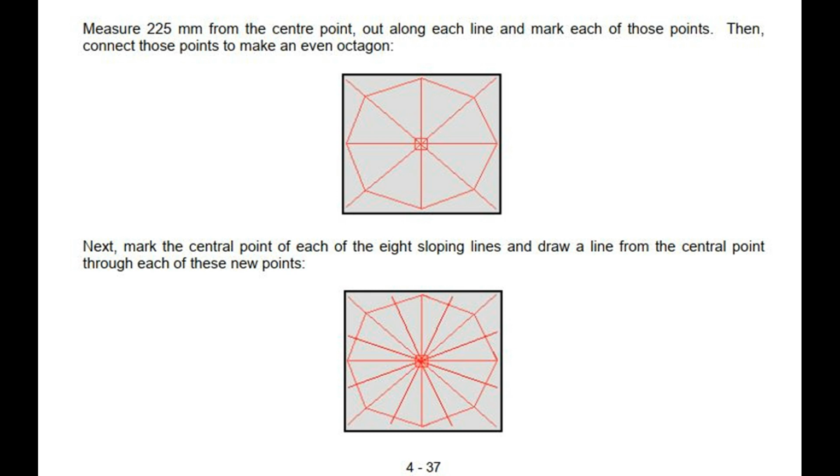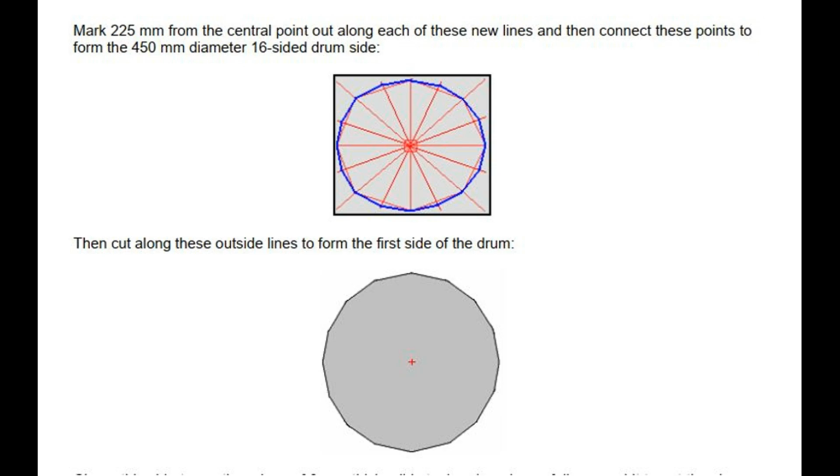Next, mark the central point of each of the 8 sloping lines and draw a line from the central point through each of these new points. Mark 225 mm from the central point out along each of these new lines and then connect these points to form the 450 mm diameter 16-sided drum side. Then cut along these outside lines to form the first side of the drum.